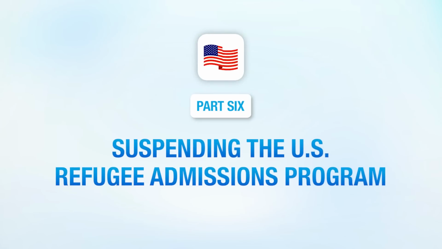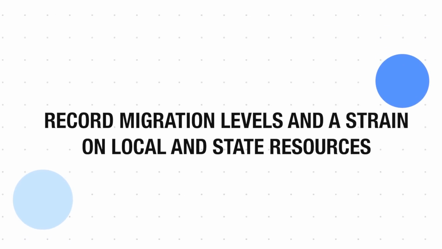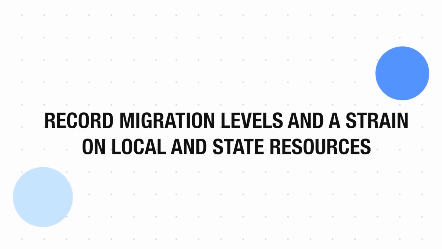President Trump has suspended the U.S. Refugee Admissions Program. That means that over the next 90 days, people who have been in unstable countries who are seeking refuge in the United States through the legal process, and who do fall under the quota to be able to come in as a refugee, will not be able to come. President Trump cited record migration levels and a strain on local and state resources because of the past migrations of immigrants into the country.